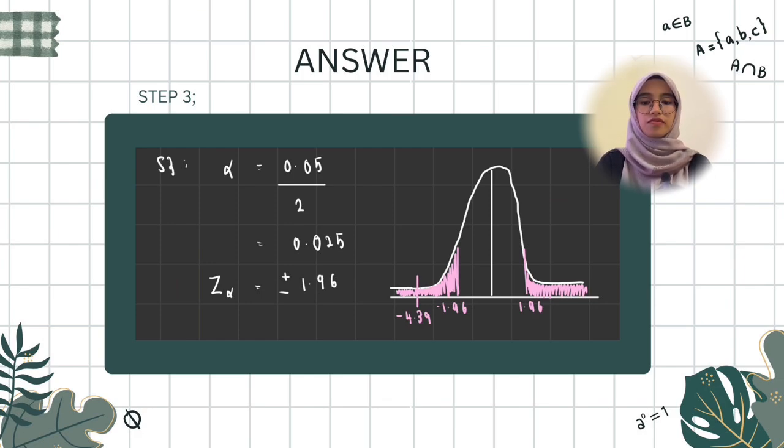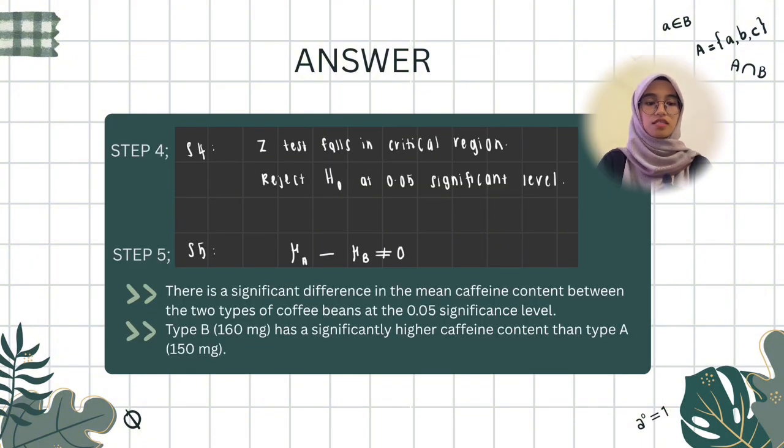The two-tailed p-value corresponding to z equal to negative 4.39 is approximately 1.13 times 10 to the negative 5, which is far smaller than 0.05, which strongly rejects H null. This interval does not include 10 and is entirely negative, indicating that type S mean is lower than type B mean by between about 5.5 mg and 40.5 mg.